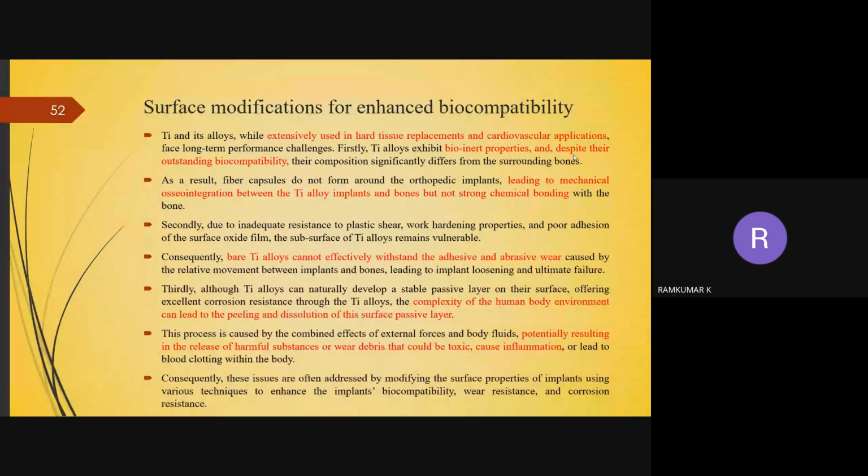Secondly, due to inadequate resistance to plastic shear, work hardening properties, and the poor adhesion of the surface oxide film, the subsurface of titanium alloys may remain vulnerable. So titanium alloys cannot effectively withstand adhesive and abrasive wear. For these reasons, surface modification should take place. The third one is that titanium alloys can naturally develop their own passive surface layer, which has excellent corrosion resistance, but it may peel or get dissolved. This should be stopped because it will release harmful substances or wear debris which is toxic, and it may cause inflammation and also lead to blood clotting within the body.